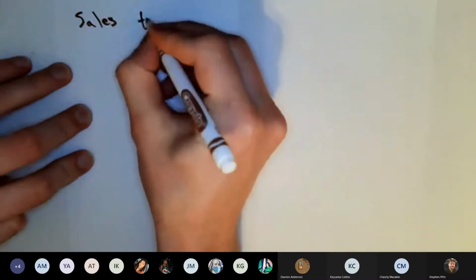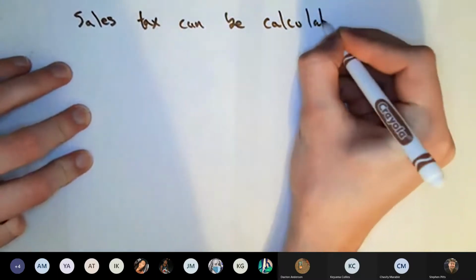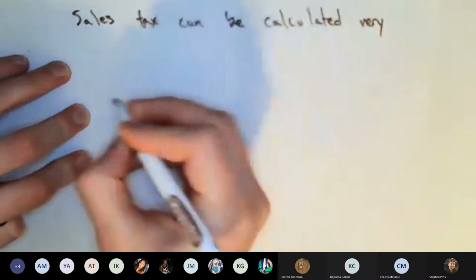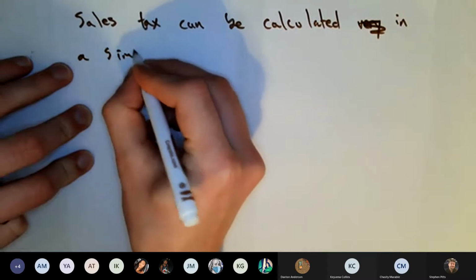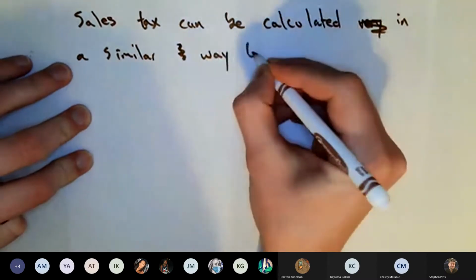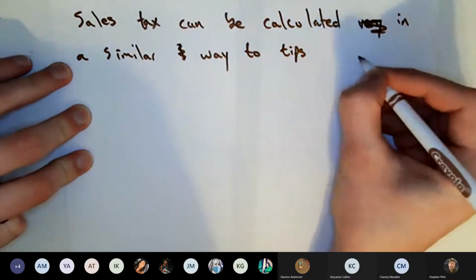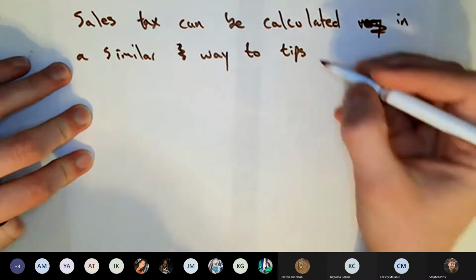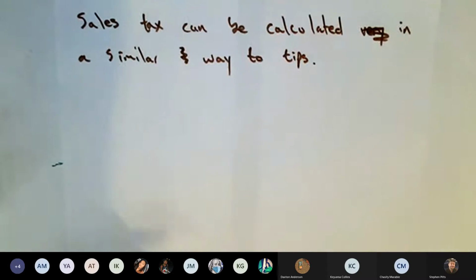Sales tax can be calculated in a similar way to tips at a restaurant. And what do I mean by that? Well, because it's definitely a different thing, right? But in both cases, you're taking a bill and you're adding some percentage to it.